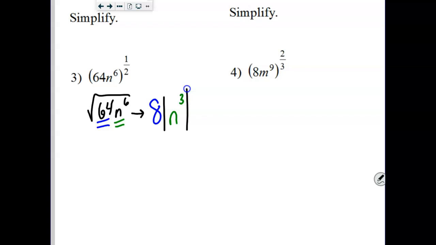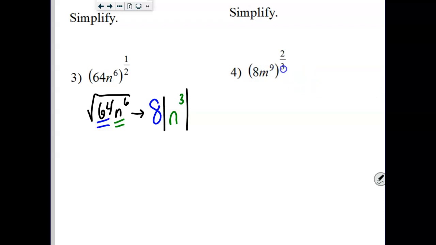So we had an even root taken to an even power and got a resulting odd answer, which has to be forced to be positive. So we have to throw absolute values around the n to the third. Well, 8's always positive. Only a variable would be me forcing it to be a certain sign. Good question. All right, the next one.